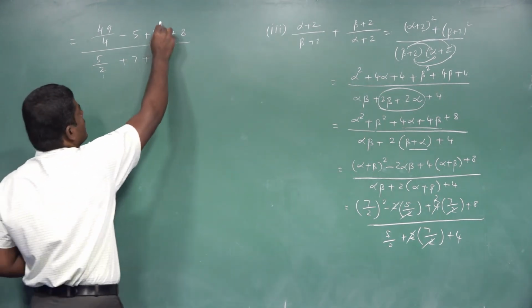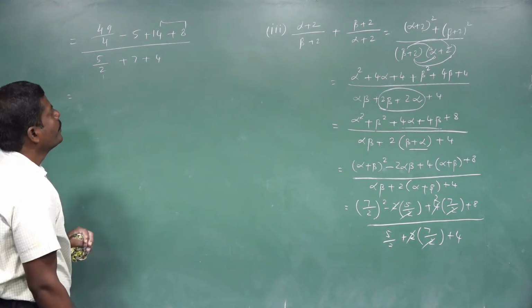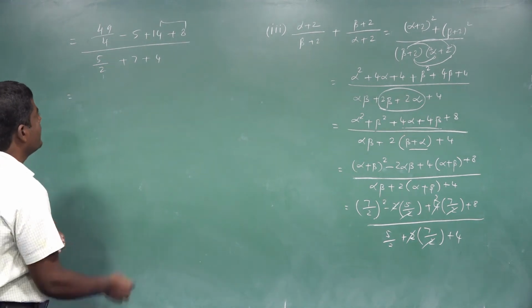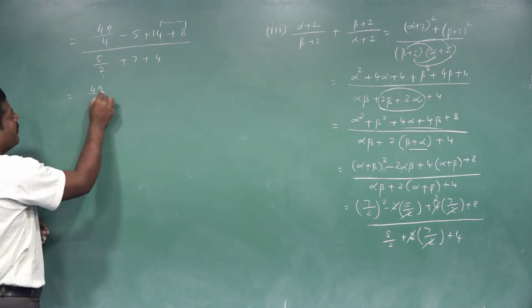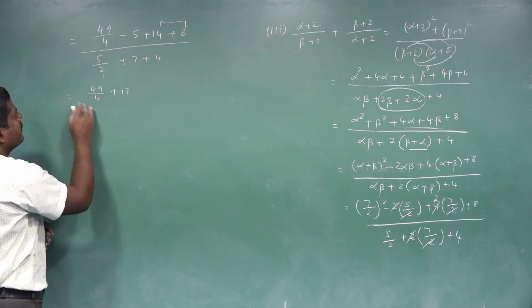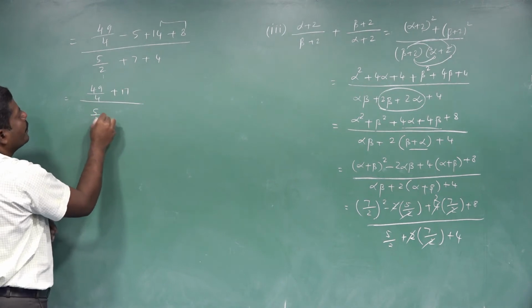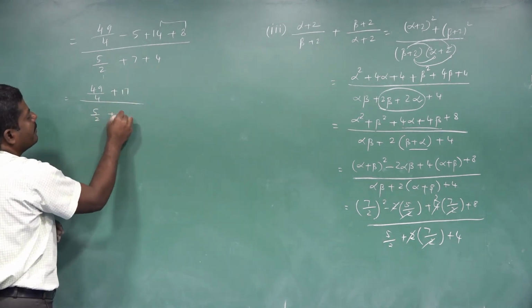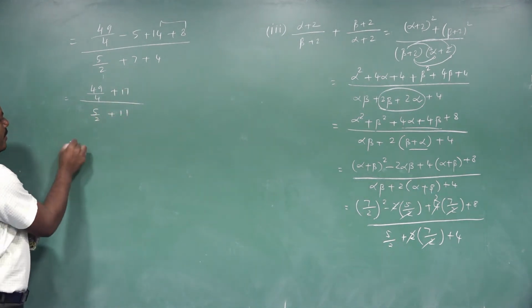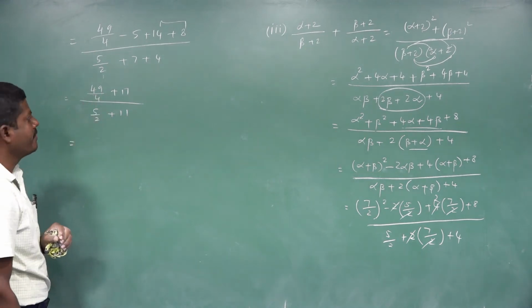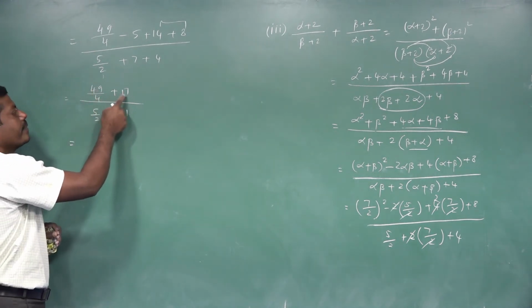Now adding these two we get 22. 22 minus 5 is 17. So 49 divided by 4 plus 17. The denominator is 5 divided by 2, 7 plus 4 is 11. Understand? Now we want to add the numerator first: 49 divided by 4 plus 17.